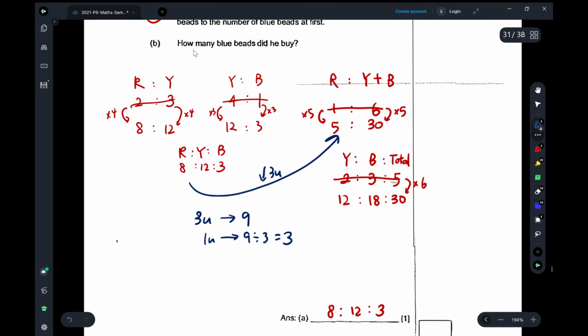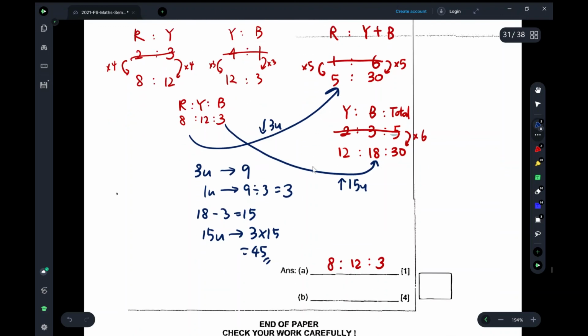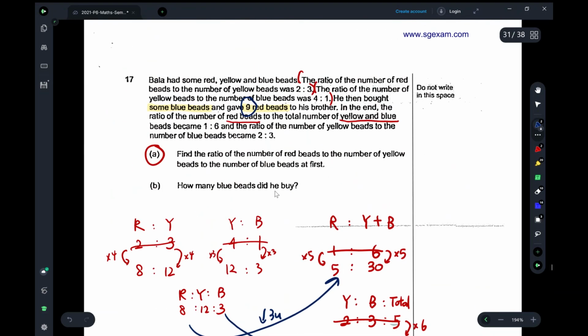Let's see what they want. How many blue bits did he buy? So let's compare the blue bits. There's an increase of 15 units. 18 minus 3, that's 15. So in order to find 15 units, that is 3 times 15, 45. Okay, so he bought 45 more blue bits, okay?